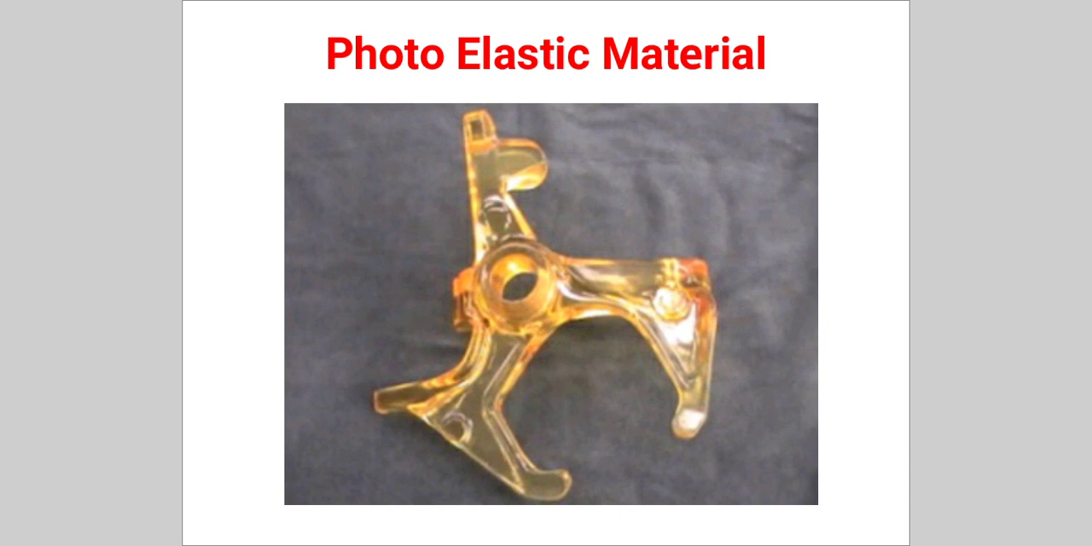This material is called a photoelastic material, and the polariscopic device is used for the analysis of such photoelastic materials, that is, to find out the direction of principal stresses as well as the magnitude of principal stresses.